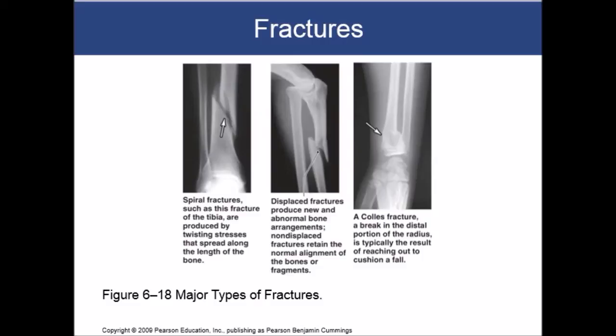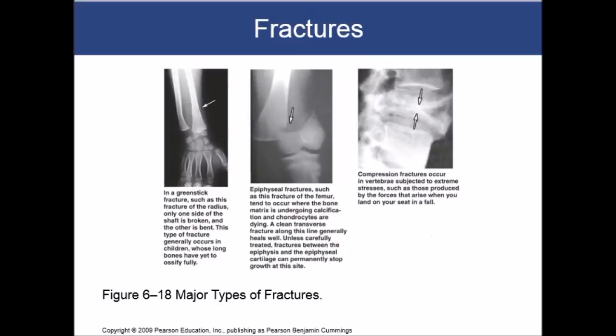Colles fracture is when you fall out to cushion the fall, and this is usually the distal part of the radius. So just the basics. Greenstick, children. And it's usually one side is broken and the other one is bending. That's all you need to know. Okay, epiphyseal fracture at the epiphysis. What's the problem? Stop growth. That's what you have to remember.